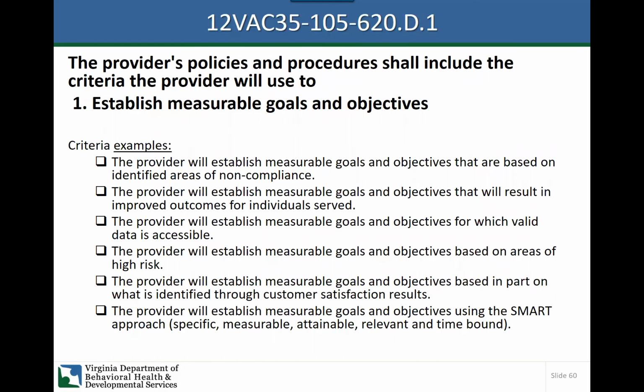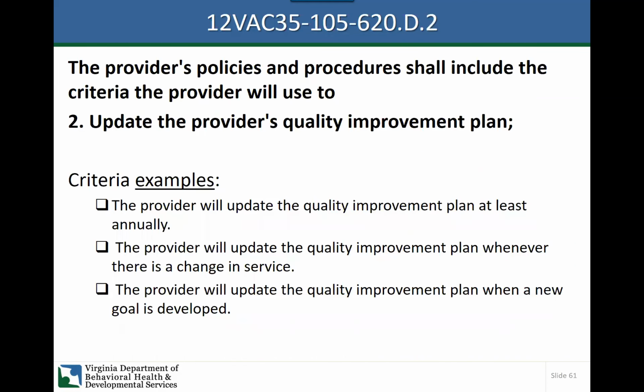We move to D2 on the next slide. This is about your criteria for when you're going to update the quality improvement plan. And again, every provider needs to decide what is most meaningful to your organization. You may say that you're going to certainly update it at least annually, but you may also say whenever you have a change in service, whenever a new goal is developed, there could be all kinds of things that you would add.